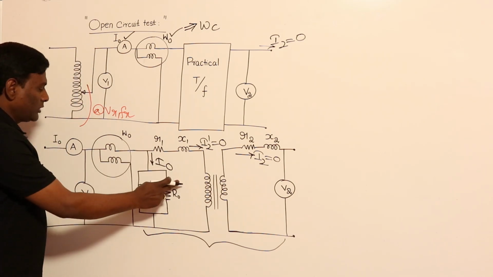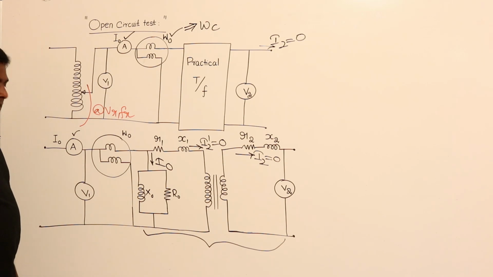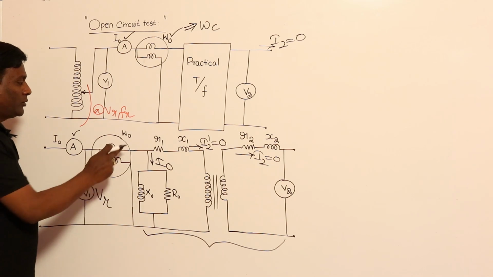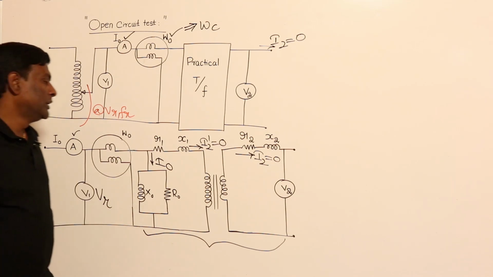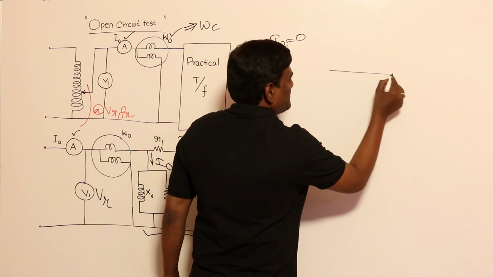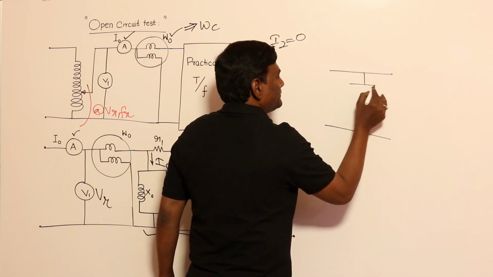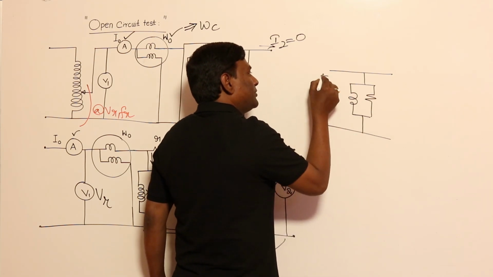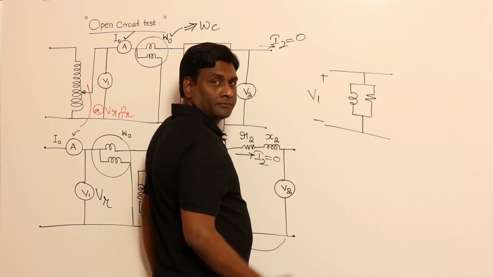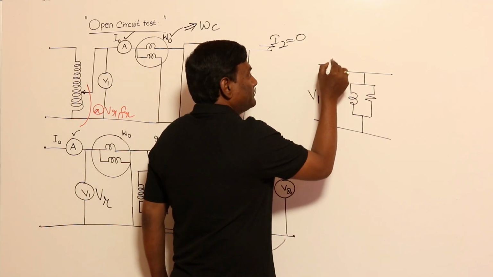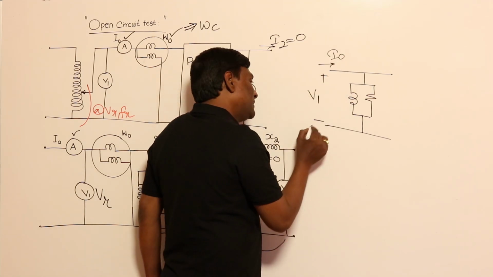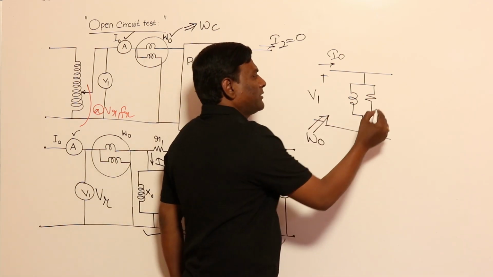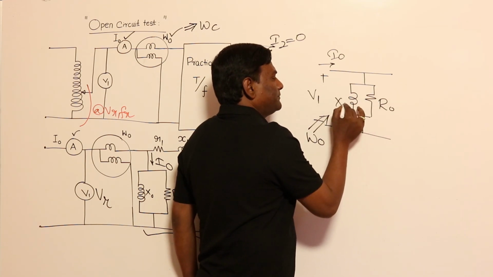This no load current will be recorded in the ammeter, and the rated voltage you are going to supply here at rated frequency, of course. So my wattmeter reading will come. So in my model, only the shunt branch will come. In this, the voltage is applied here, the current flows through here, and the wattmeter reading is also here. Now you have to find out the parameter values of R0 and X0.